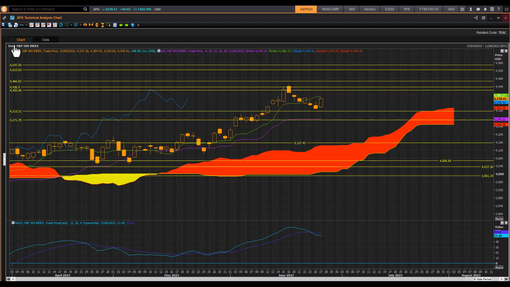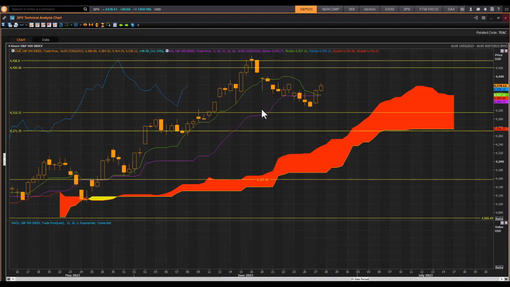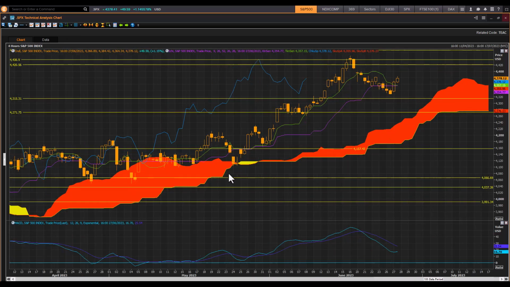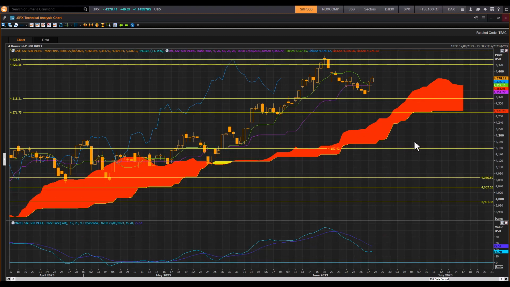Turning to the 4-hour Ichimoku, there we go. You can see how extended the market became from the top end of the cloud here. Let me just refresh the data. There we go. See how extended it became from the top end of the cloud. Now on the 4 hour, the front end cloud chart support zone is 4276, roughly that zone there.